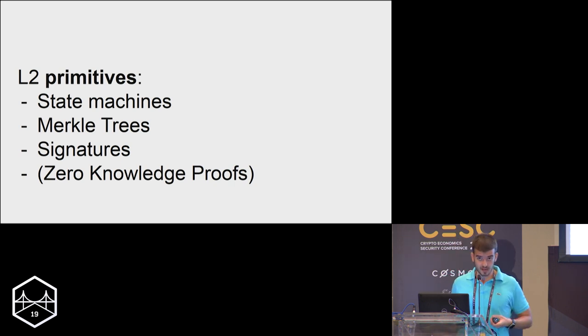And the primitives that we're using for all of this are basically state machines, Merkle trees, signatures, so very, very simple stuff. And this is the simple stuff that allows you to do mechanisms with fraud proofs, which have the problems of some synchrony assumptions, and also zero knowledge proofs. But I'm not a mathematician, and zero knowledge proofs are a bit novel and complex, and they do not fit in this time slot for this talk.